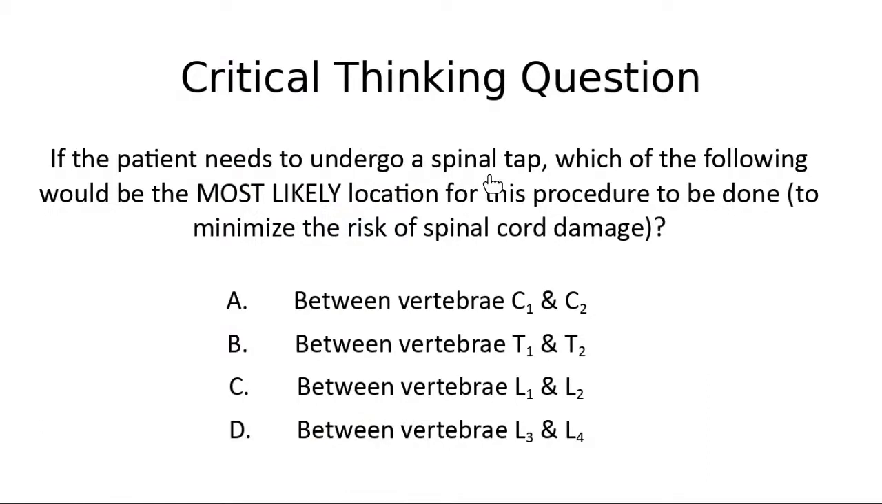When we do a spinal tap, when we're sending a needle into the vertebral column to get fluid, we want to put it into the vertebral column below the location where the spinal cord would be. We don't want to risk bumping into the spinal cord. So if we're up here at C1 or C2, remember C1 was called the atlas, C2 was called the axis. We definitely have the spinal cord up here.